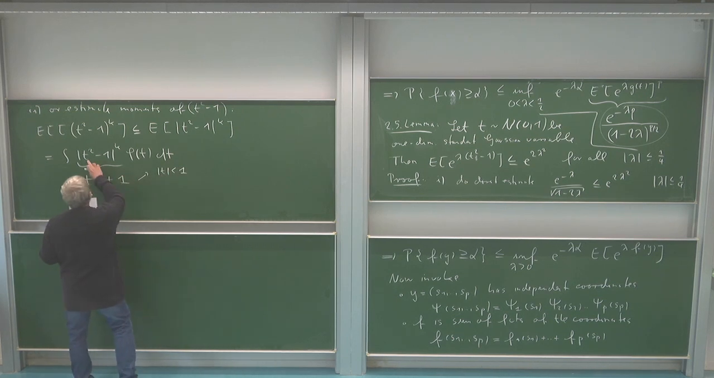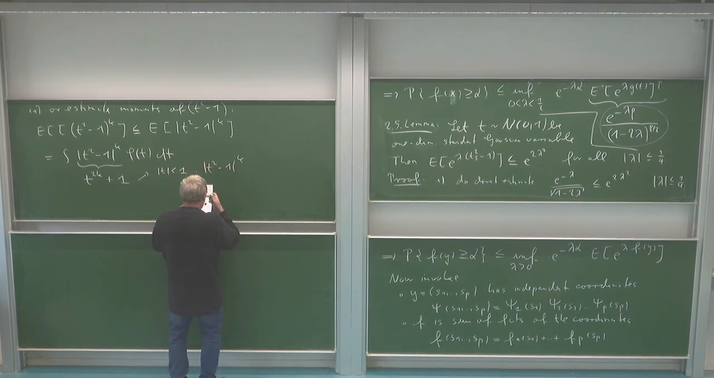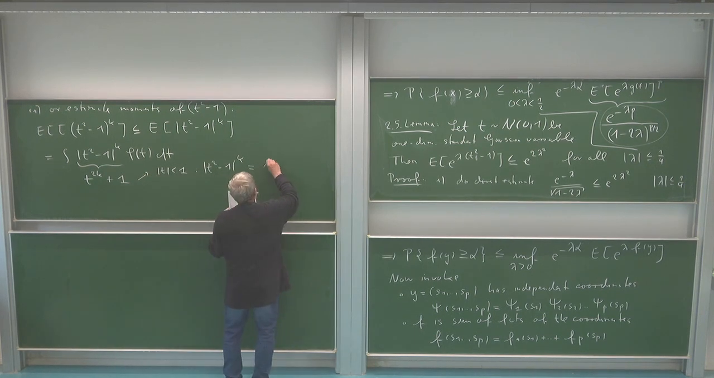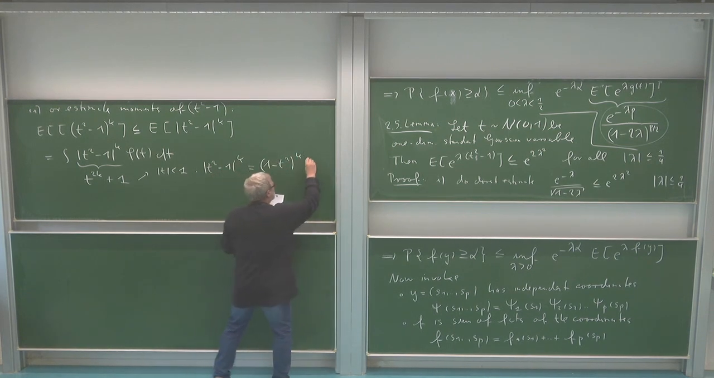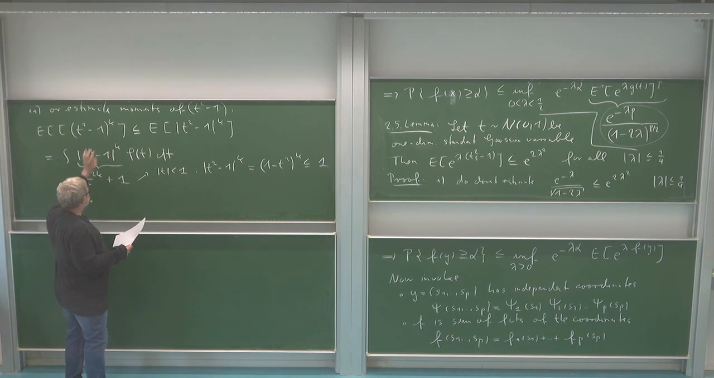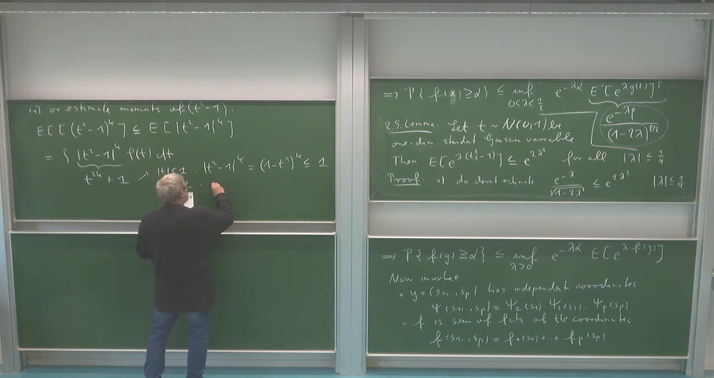So if the absolute value of t is less than 1, then t squared is also less than 1, and the absolute value of t squared minus 1 to the power k is actually 1 minus t squared to the power k, but this guy is less than 1, so this will be in any case less than 1. Okay, so if t is small, then this guy is less than 1, and that's the reason why I have a 1 here. Okay, in the other case, where t is bigger than 1, then t squared minus 1 to the power k.